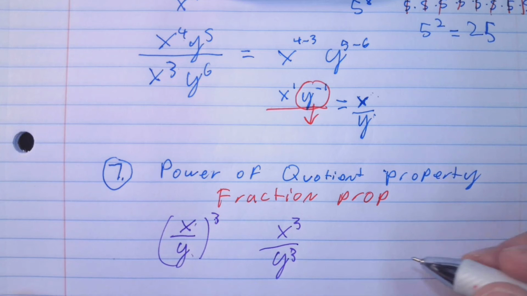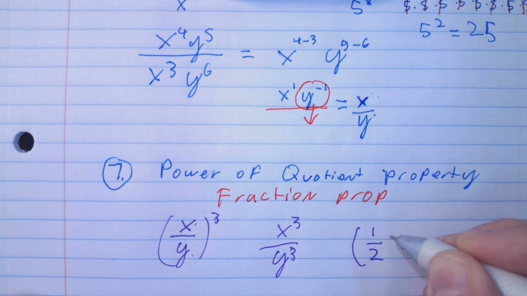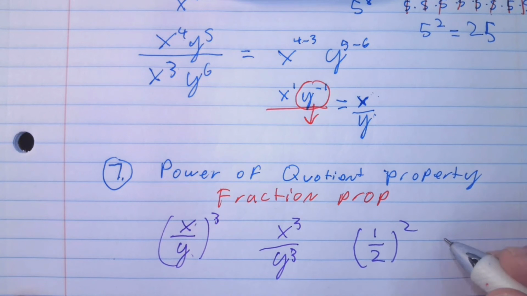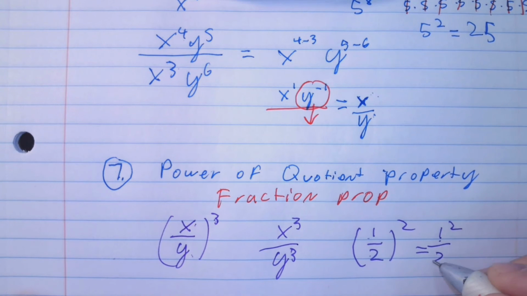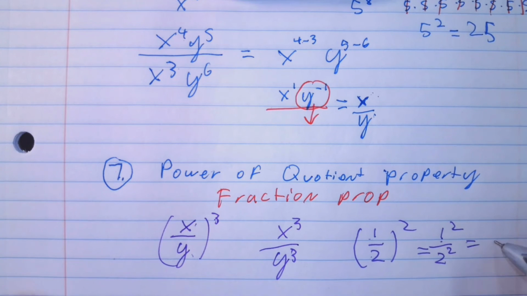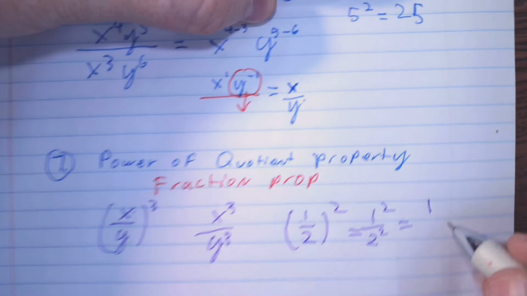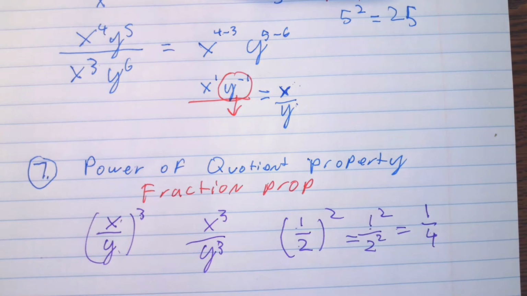Here's where we usually use it, where we have a fraction like this, and I want to square the fraction. What it means is 1 squared and 2 squared, which is going to equal 1/4. Okay.